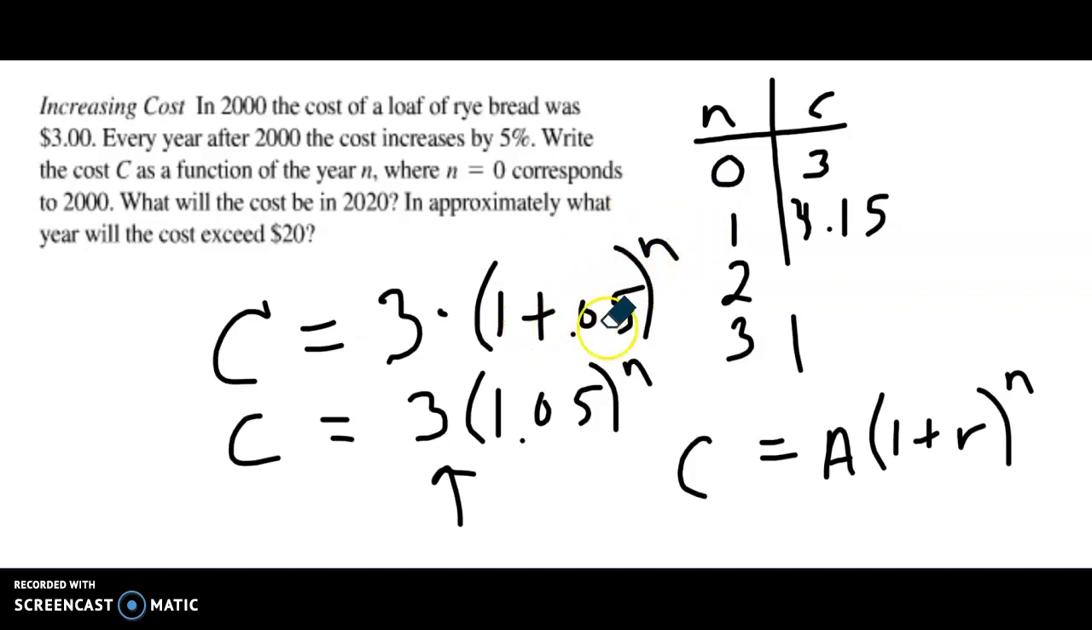And so then if I take something to the 0 power, that's 1. And then you take 1 times 3. Anyway, the initial cost, well, what's it say? What will the cost be in $20 or in the year 2020? So we put 20 in for n to get that answer.